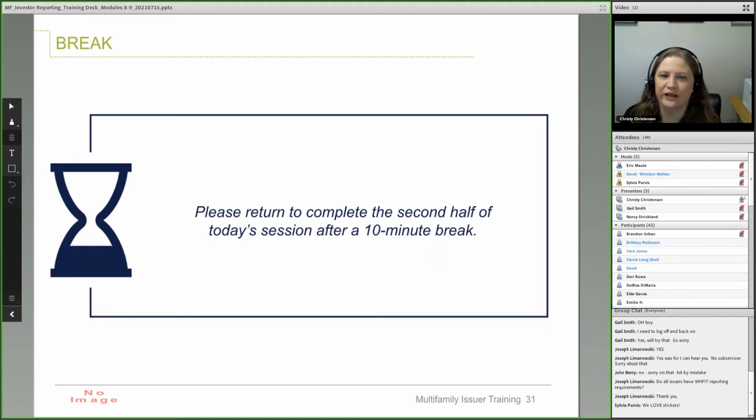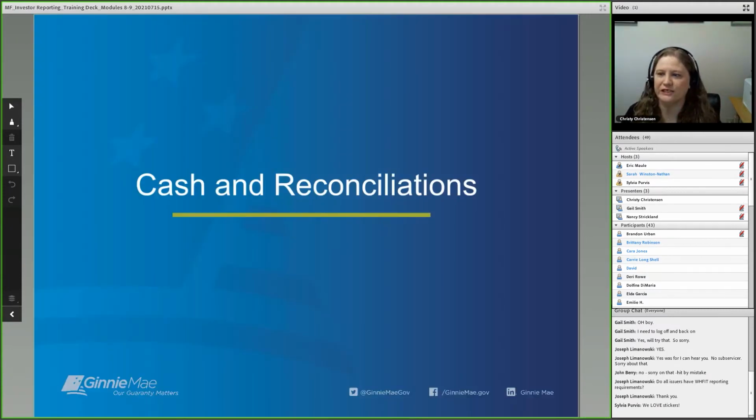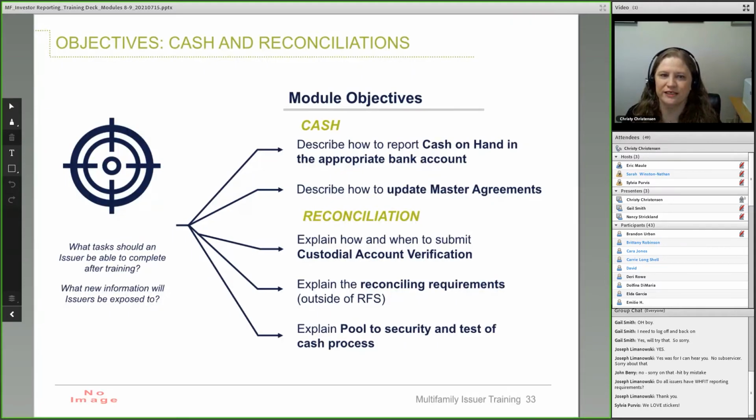Welcome back from break. We will now continue with cash and reconciliations. In this module, we will review cash, including cash on hand in the correct bank account, and how to update master agreements. Also, we will review reconciliations, explain how to submit CAVs, and discuss reconciling requirements, and review the pull to security and test of cash processes.